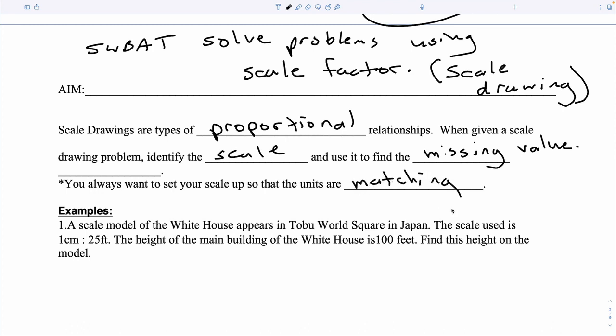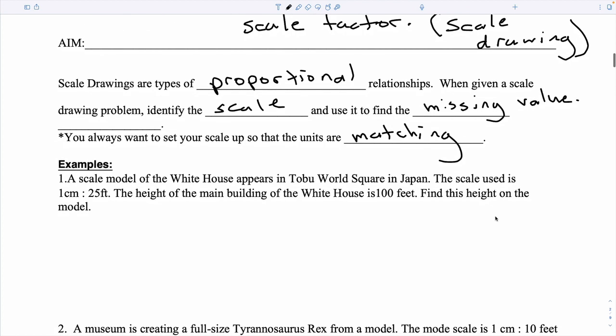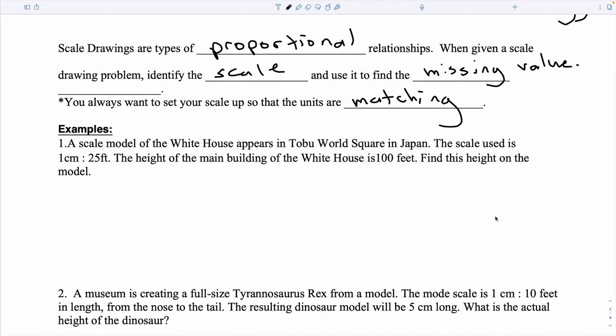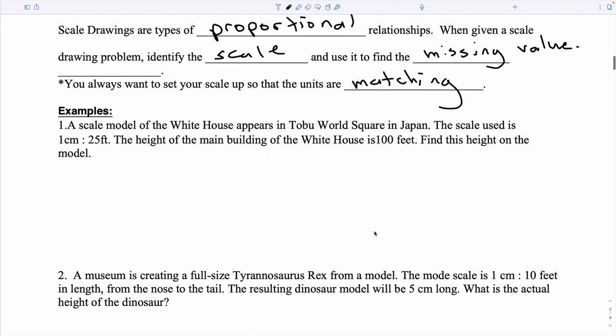Just like when we would do some unit rate problems, scavenger hunts have popped up on warm-ups, not in a lesson for you guys, but we always match units top to bottom. Read number 1 for me, please. Annalise, a scale.